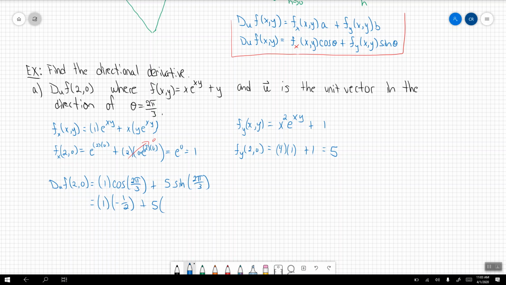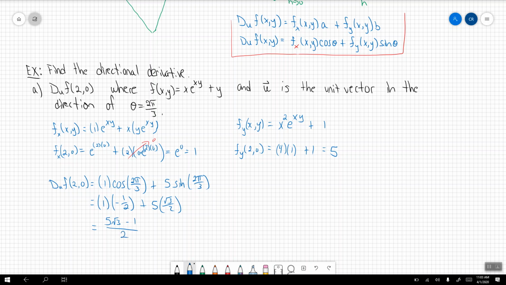And sine at 2 pi thirds, well, that's just going to be the trigonometric complement for it, which means it should be root 3 over 2. Sine is positive in quadrant 2, which means at the end of the day, we get the answer that the directional derivative is (5 root 3 minus 1) divided by 2.